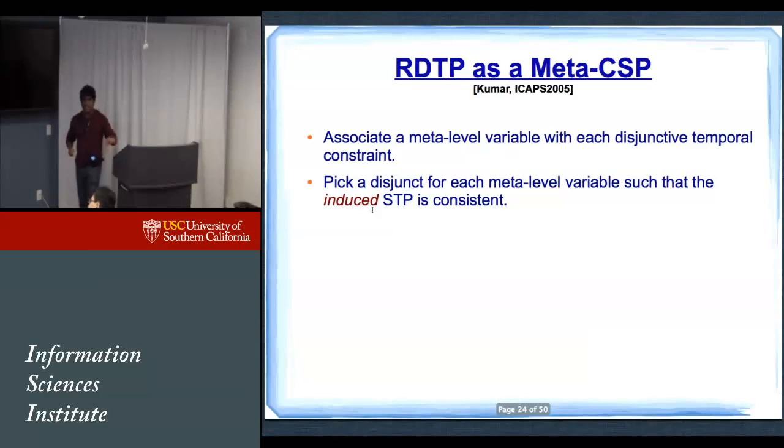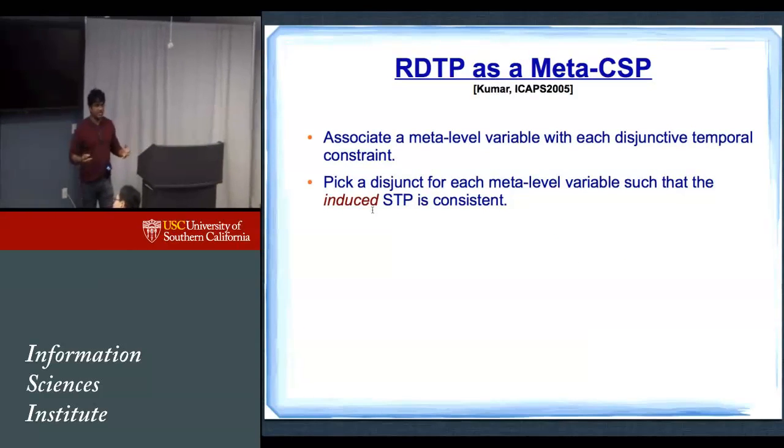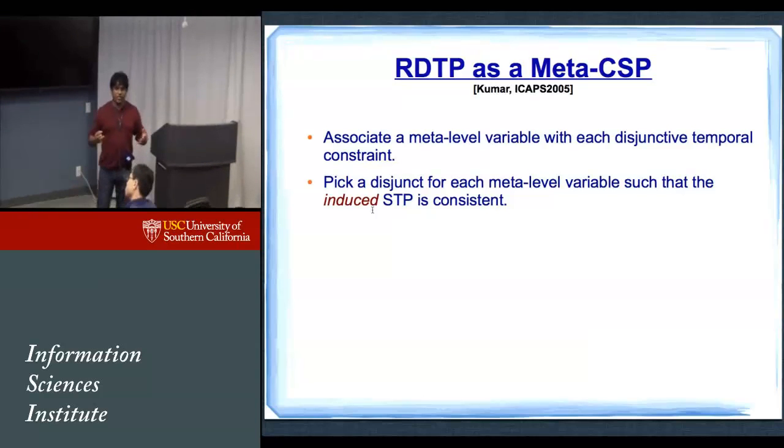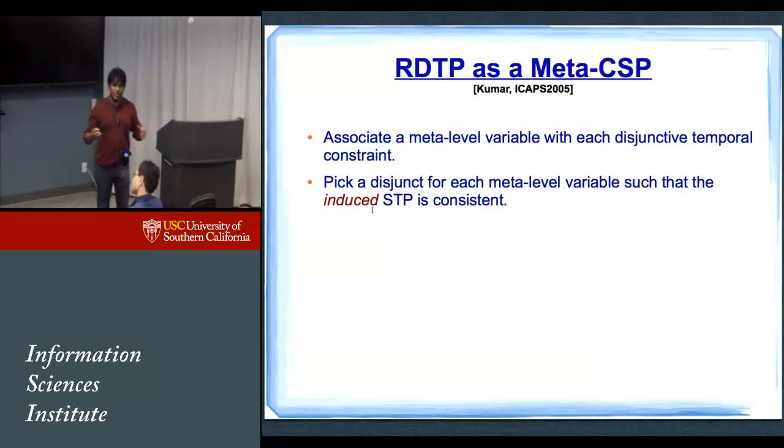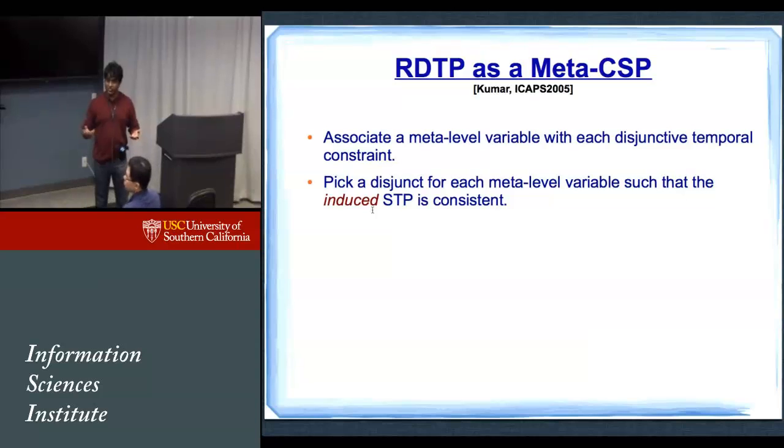Okay, the first idea is to view this as a meta-level constraint satisfaction problem. So I'm going to associate a meta-level variable with each disjunctive constraint, right? And the goal is to pick a disjunct from each of these disjunctive constraints such that the induced set of simple temporal constraints would be consistent. Right? And we know that for simple temporal constraints, consistency is characterized by the absence of negative cost cycles.